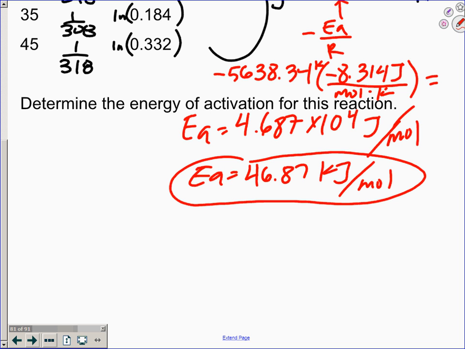What is that next to you in the packet? It's on the lower left-hand corner on the page that starts with what? More kinetics practice. It's down there. I did not kill any trees this time.